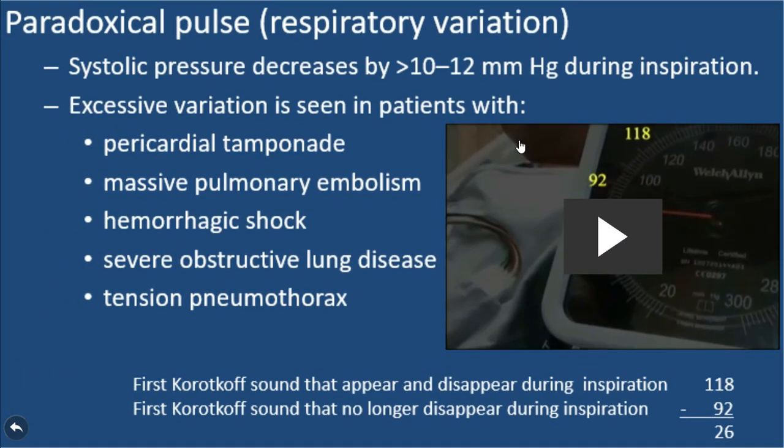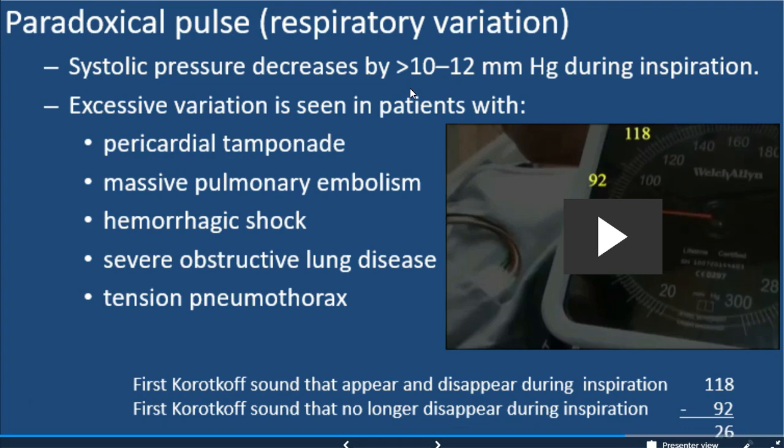Okay, so you have to watch the patient's back while looking at the blood pressure, and as you know, if there is chest rise, there's an inspiration. Most commonly the paradoxical pulse is seen in patients with pericardial tamponade, but it can also be present in other disease entities. So first, get the Korotkoff sound that appears and disappears during inspiration, and then get the first Korotkoff sound that no longer disappears during inspiration. The difference is 26, which is more than 10 to 12, and this is positive for paradoxical pulse.